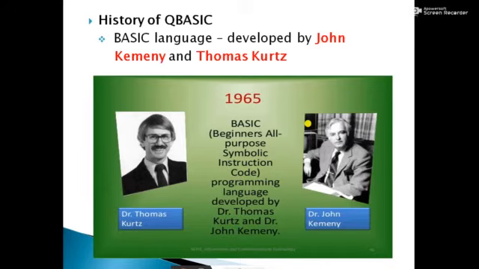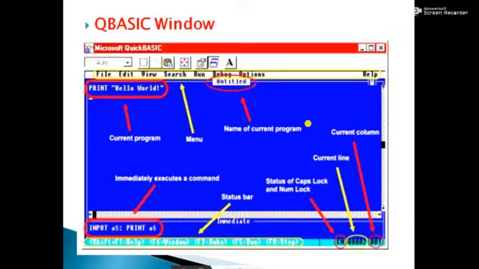The next one is the QBasic window. This is the QBasic window. It contains some parts. I will explain one by one. So what parts are available? Menu, name of the current program, current column, current line, status of caps lock and num lock, status bar, immediately execute a command, then title bar. Okay, I will explain one by one.